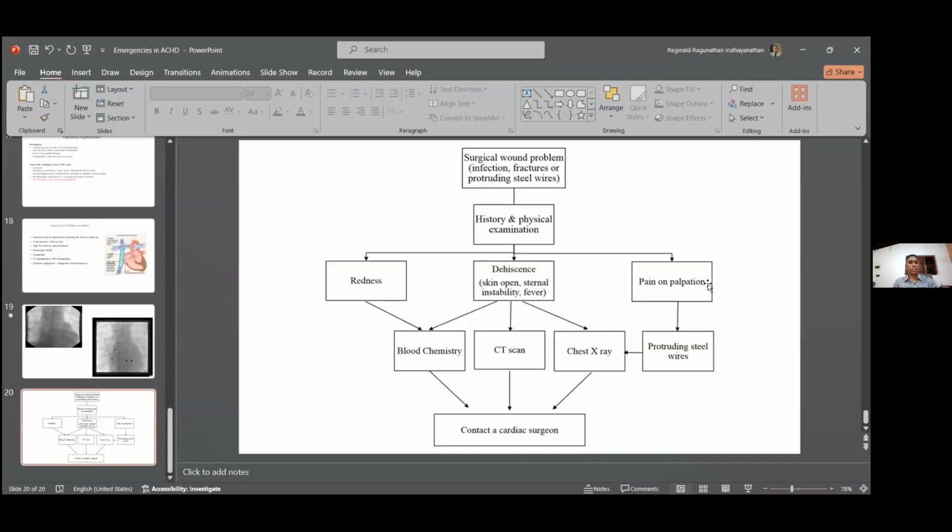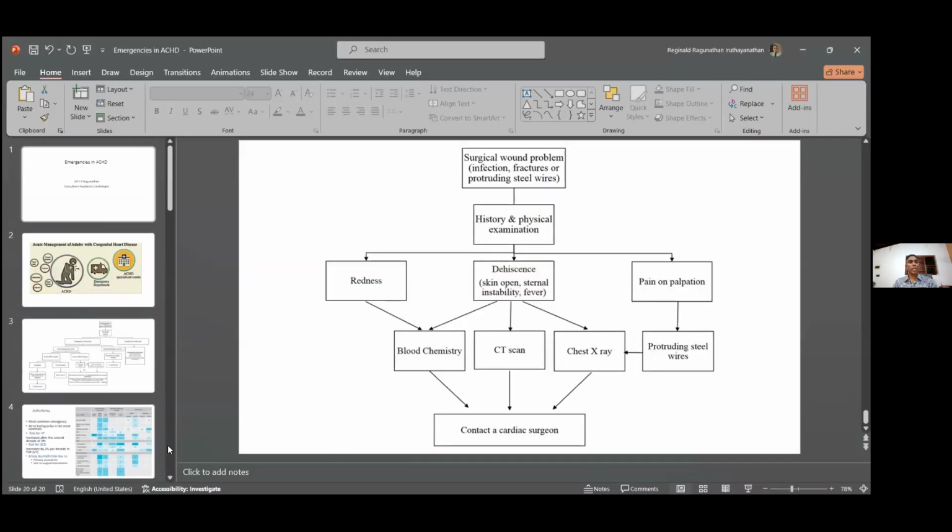Okay, so that's the emergency bit. I have touched most of the emergencies, but not in great detail because of the time constraints. But you can ask if you want any clarification.